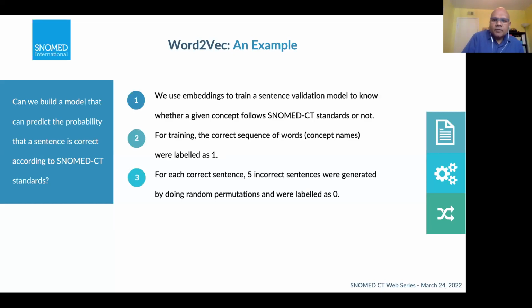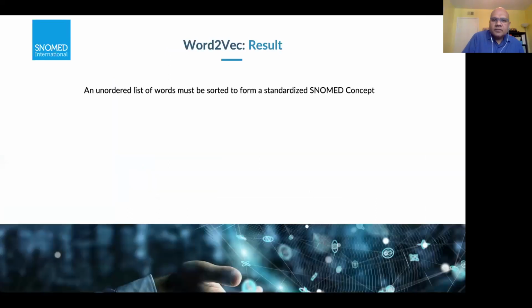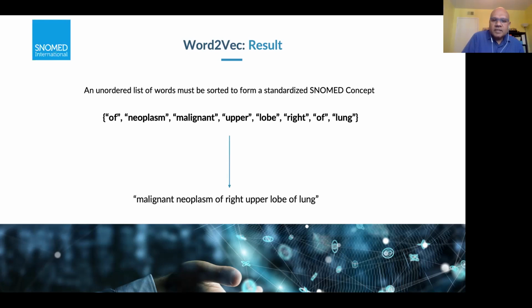So what we did was we took these embeddings to train these sentence validation models. Then we ran some tests, and the results are very interesting. We start with an unordered list of words like these: off, neoplasm, malignant, all that stuff. And the machine can generate this sentence.